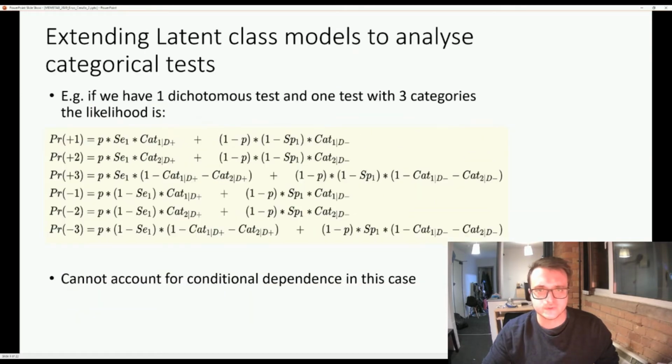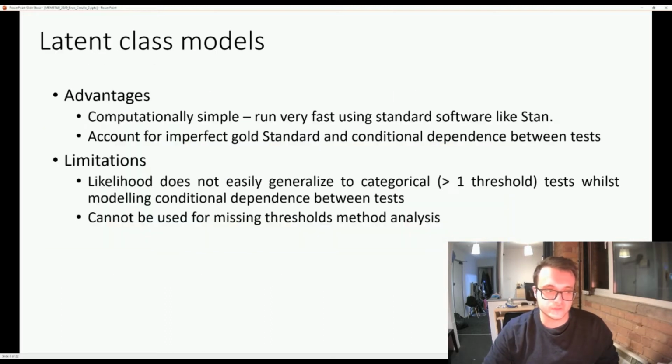And we can extend these models to analyze categorical tests. For example, if we've got one dichotomous test and one test with 3 categories, the likelihood is given by this. We've got a 2x3 table, so we've got 6 probabilities. But we can't account for the conditional dependence in this case.